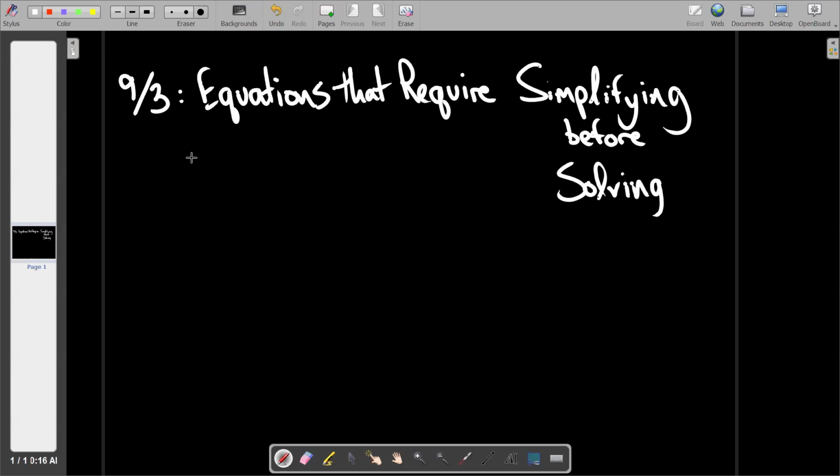So my assumption right now is that you can solve all types of one-step equations, all types of those two-steppers, and all equations that have variables on both sides like we've been working on. Simple. One-step, two-step, three-step. So today what changes is these equations are not ready to solve. And so here's our first example.